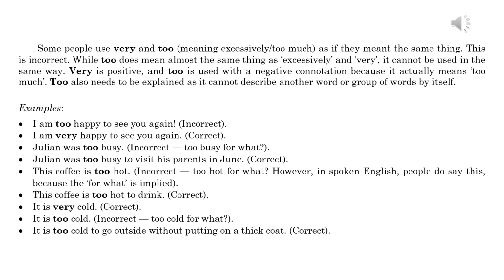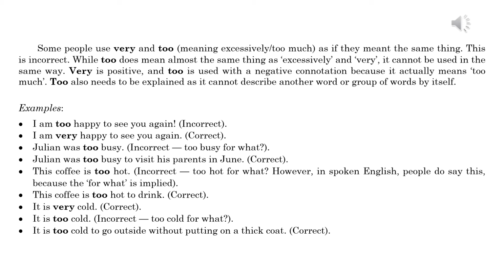Some people use very and too, meaning excessively, too much, as if they meant the same thing. This is incorrect. While too does mean almost the same thing as excessively and very, it cannot be used in the same way. Very is positive, and too is used with a negative connotation because it actually means too much. Too also needs to be explained, as it cannot describe another word or group of words by itself.